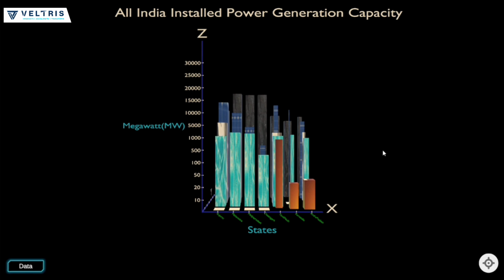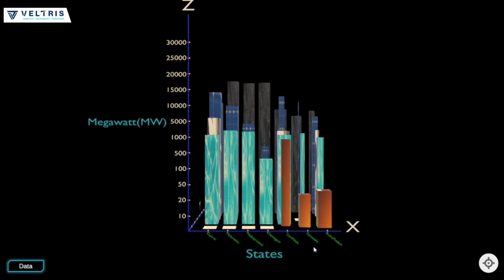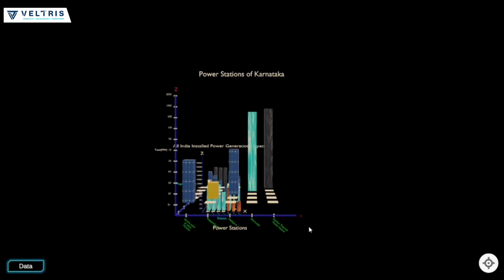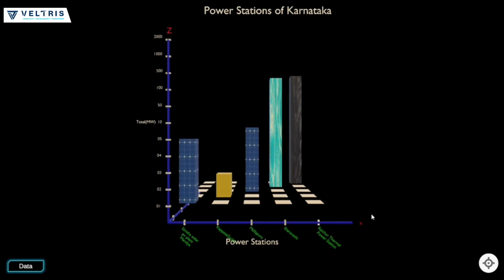And next, moving further, if you want to know more information about a particular state, when we click on this particular state, you can see the power stations of Karnataka. Because now I clicked on the Karnataka state, it shows the power stations which are all installed in that particular state. Thank you.